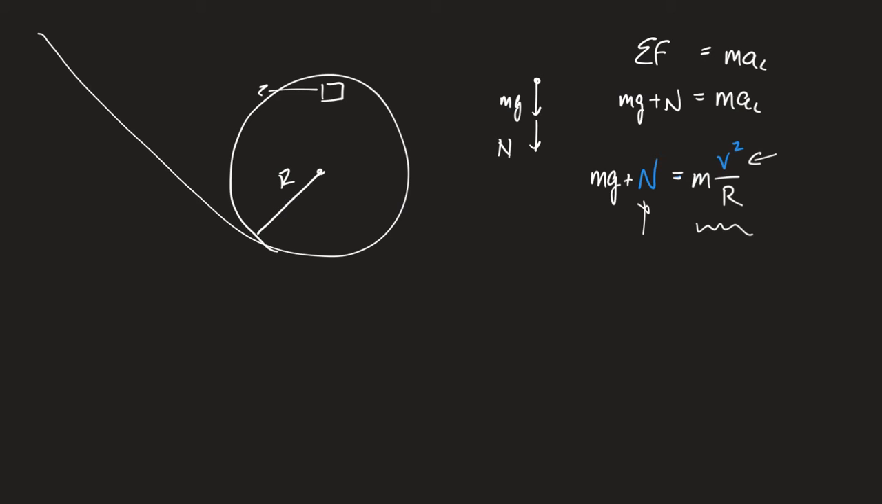So, as I was saying, if you go faster, N can get bigger. So if you make the roller coaster car go faster, you just get the track to press harder on the car. But if you go slower, N has a smallest value. The smallest N can ever be is 0.